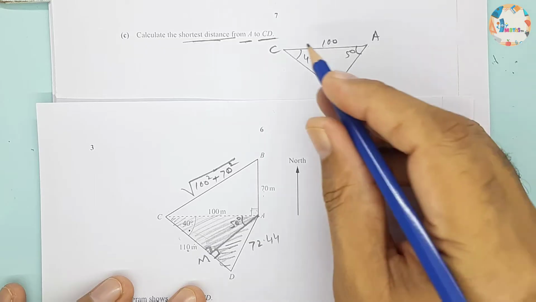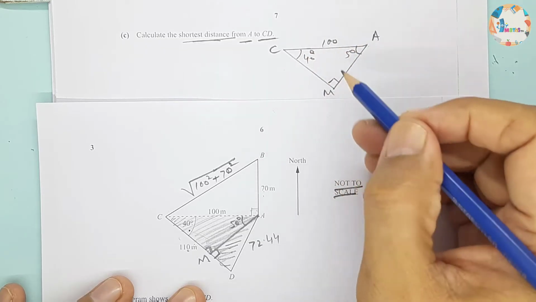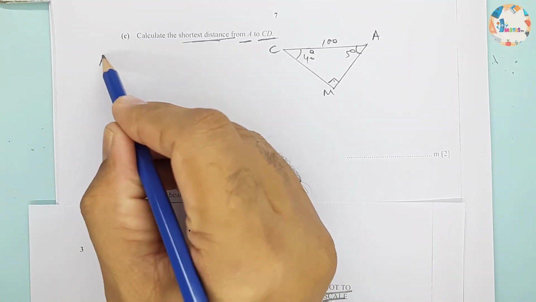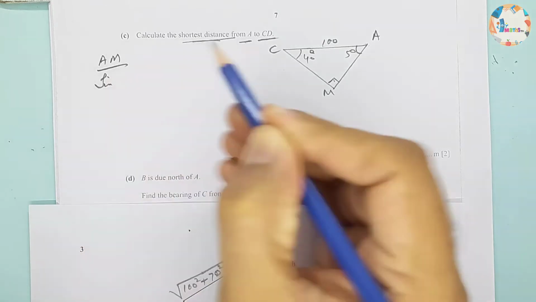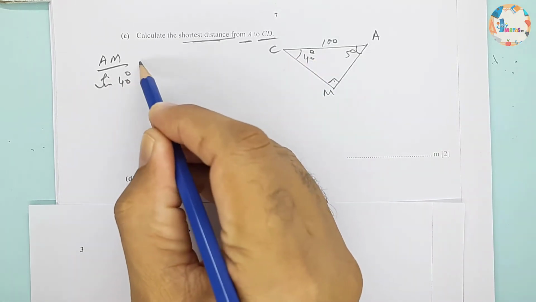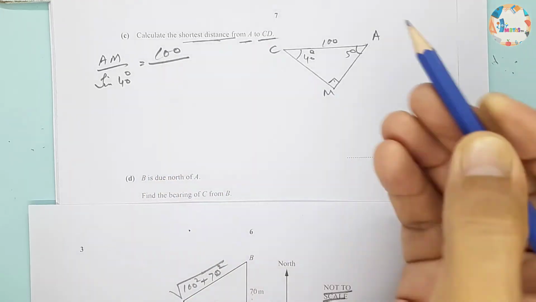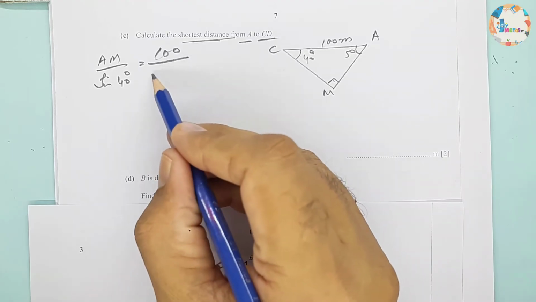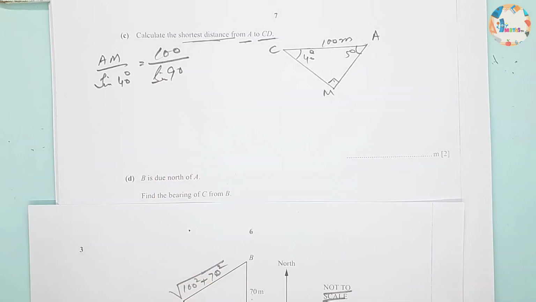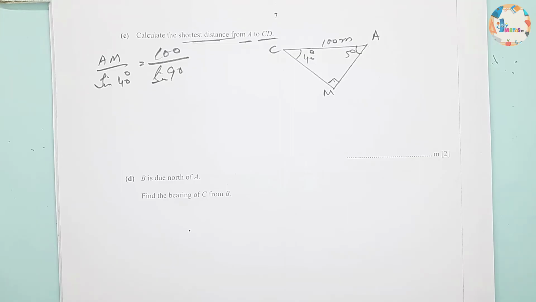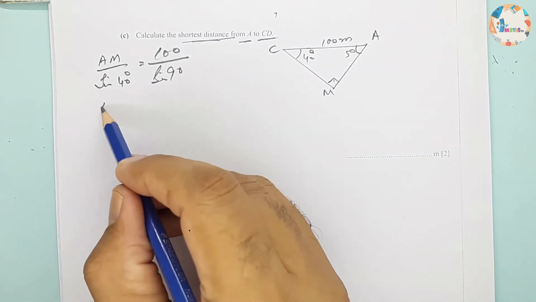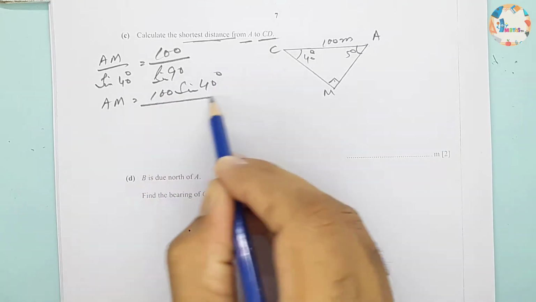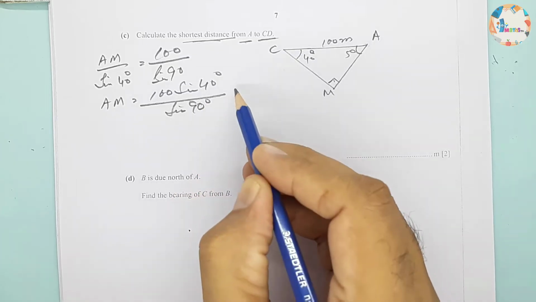So this over sine 40 will be equal to this over sine of 90 degrees. So we can write AM over sine of 40 degrees will be equal to 100 over sine of 90 degrees, where this side is 100 meters. This will be our equation. Now we can find the value of AM. So AM will be equal to 100 sine 40 degrees over sine of 90 degrees.